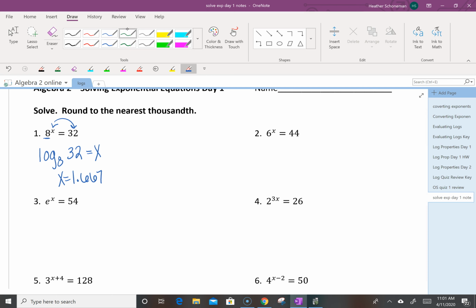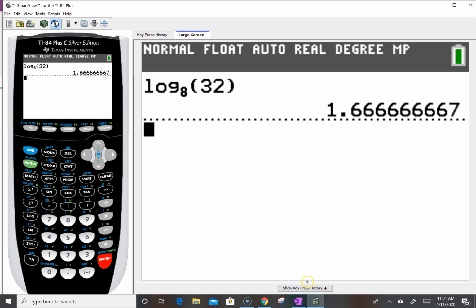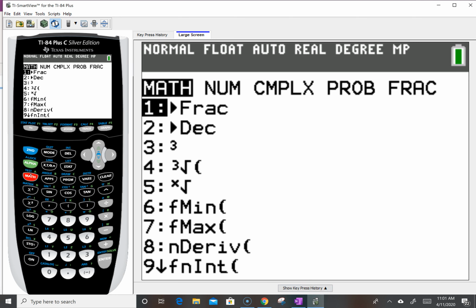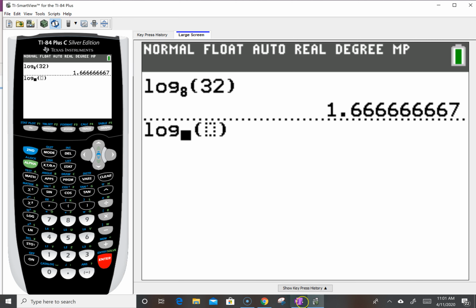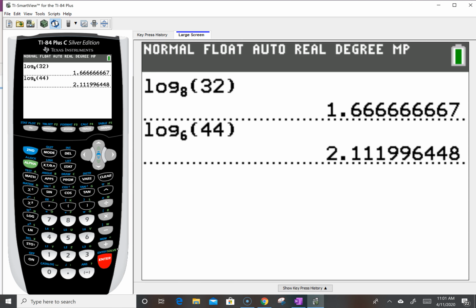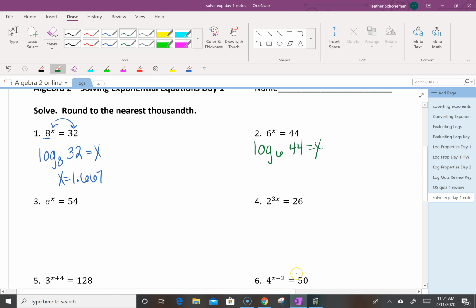Okay, let's try the next one. So this is going to be log base 6 of 44 equals x. In your calculator, you're going to go to math, go up to this, and it's log base 6 of 44. Make sure you're scrolling to the right so it's in the correct parentheses. 3 decimal places, 2.112.